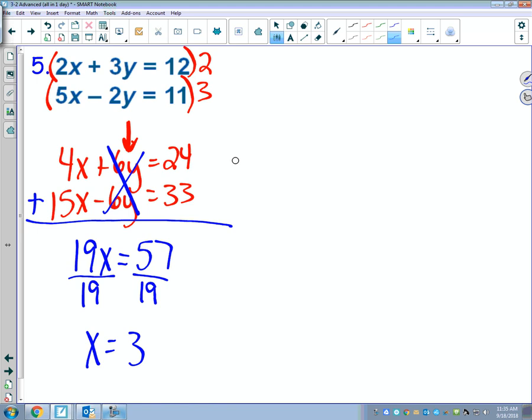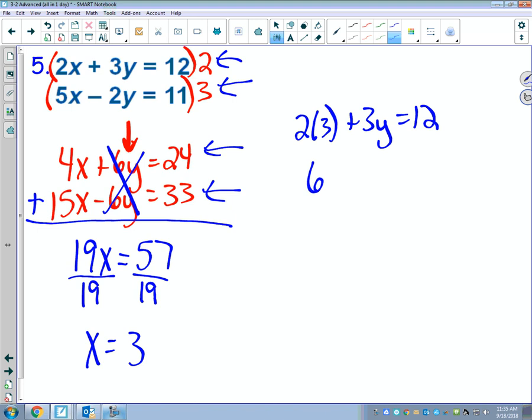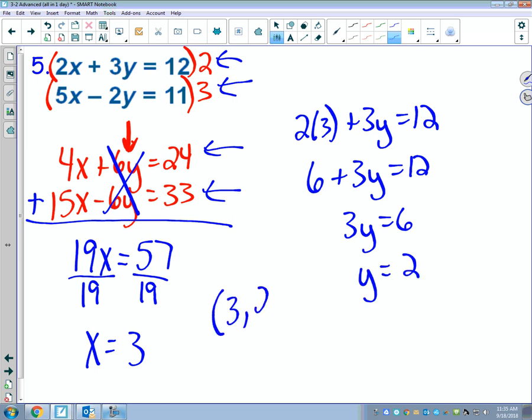The hard part is you got to go back and plug 3 into either this equation, this equation, this equation, or this equation. So if I just plug it into the top one, that would be 2 times 3 plus 3y equals 12, or 6 plus 3y equals 12. Subtract the 6 over, and I get that y equals 2. So I get (3, 2) as my answer.